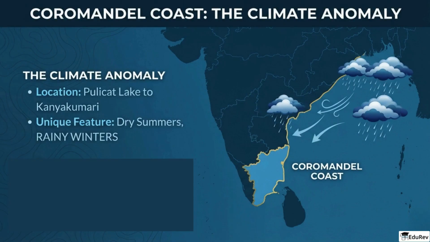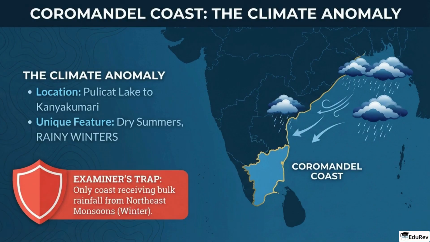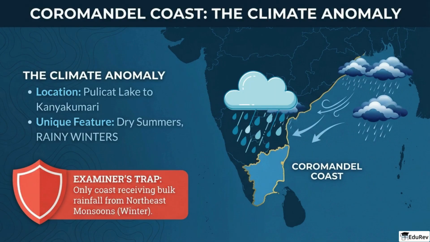Coromandel Coast, Pulicat Lake to Kanyakumari. This coast is climatically unique. It receives most of its rainfall from the northeast monsoon, during winter months. While most of India depends on the southwest monsoon, Tamil Nadu's Coromandel coast depends heavily on retreating monsoon winds. That reversal is why it's called a climate anomaly.